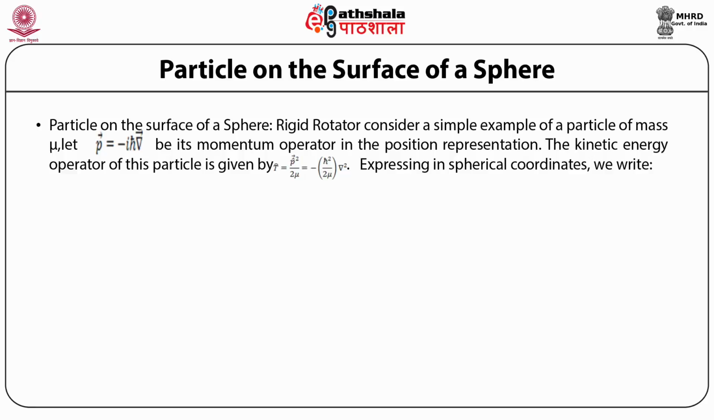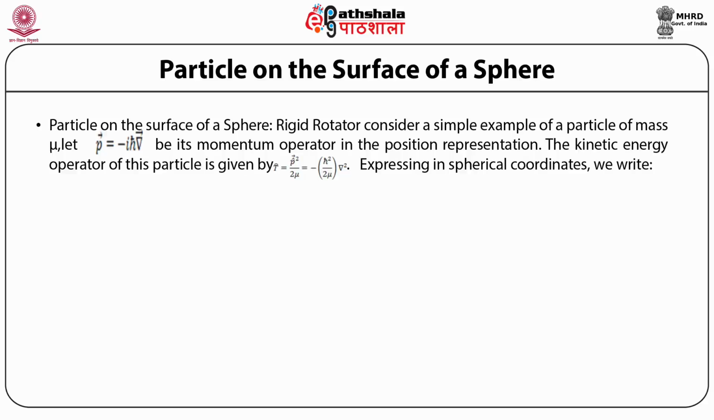That is, the momentum operator is defined by the above equation in the position representation or the Cartesian coordinate representation. Then for such a linear momentum operator, the kinetic energy operator of this particle is given by the kinetic energy operator equal to operator p square by 2 mu, and this is equal to minus h cross square by 2 mu del square.